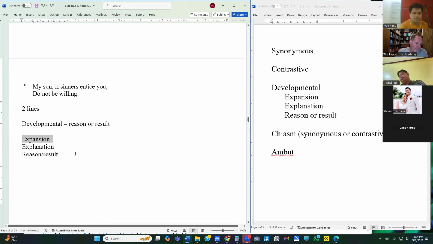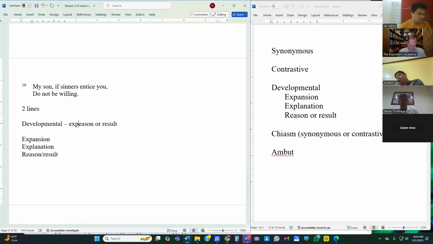I think that might be the best one to choose. It's adding to the first line, and it's really completing it in this case. So I would say it's developmental expansion, or some call it addition. Okay? That makes sense? Yes. Okay.